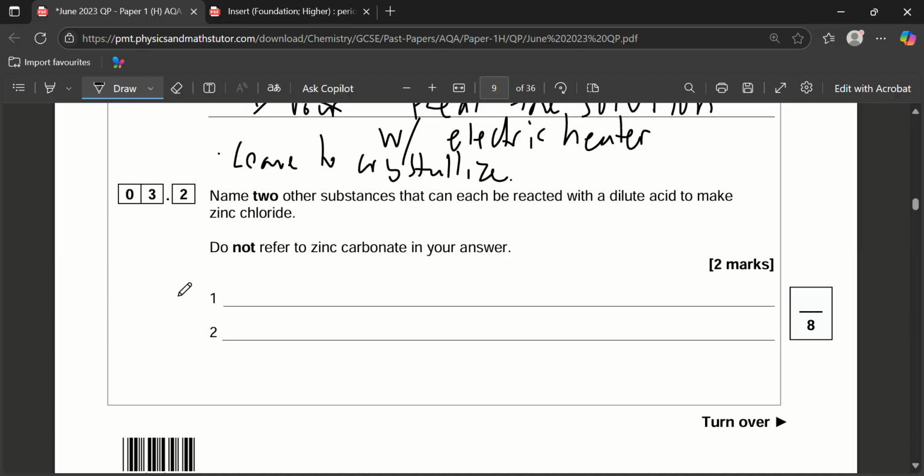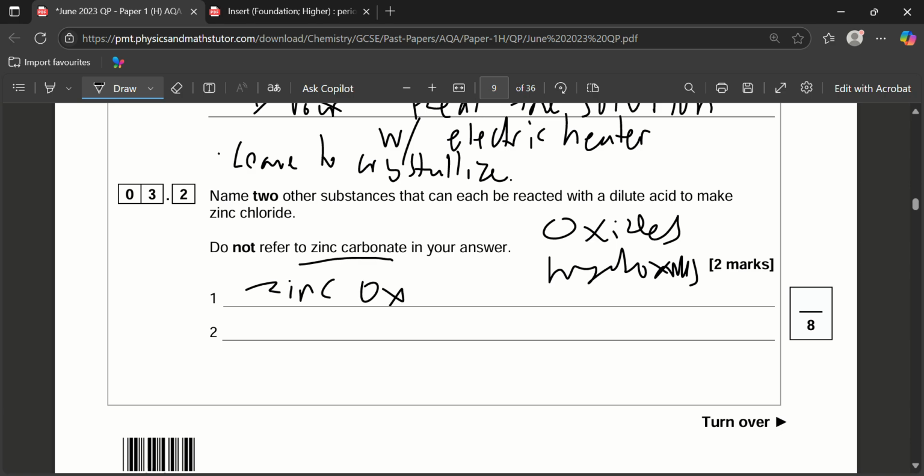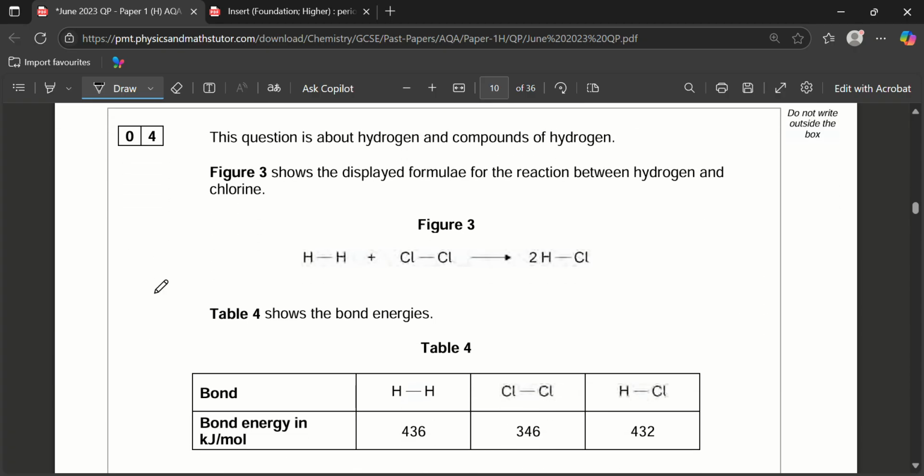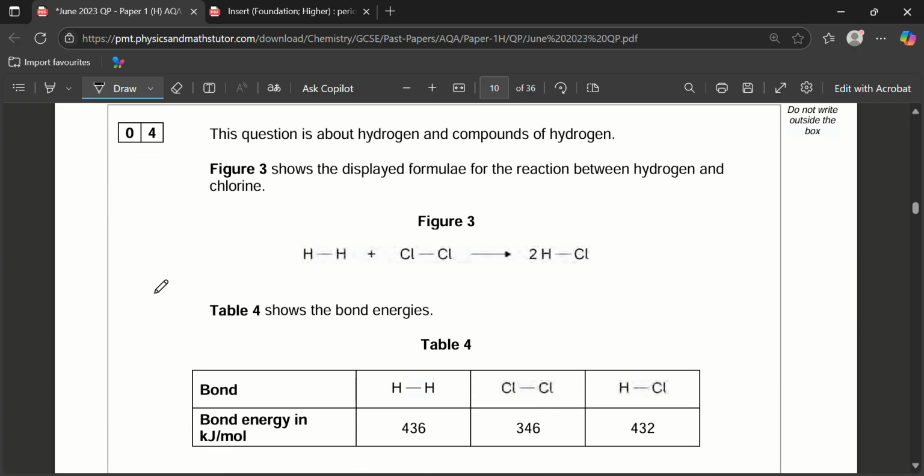3.2. Name 2 other substances that can be reacted with dilute acid to make zinc chloride. Do not refer to zinc carbonate in your answer. So we just need to find another zinc salt. The most common types of salts you have are oxides and hydroxides. So I'm just imagining probably zinc oxide and zinc hydroxide as your 2 other potential reagents that you can use.